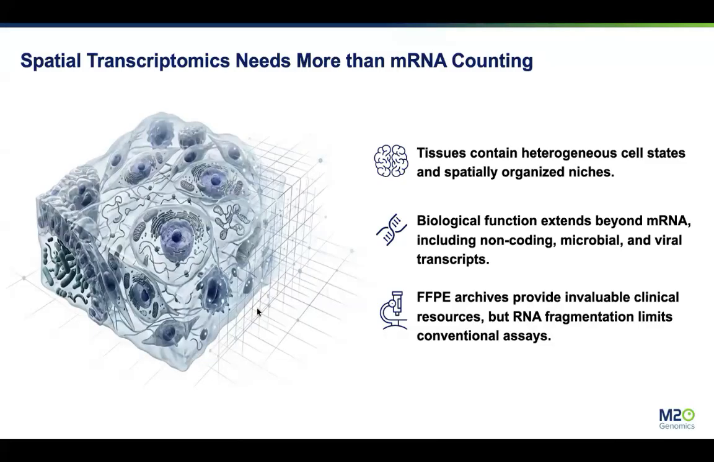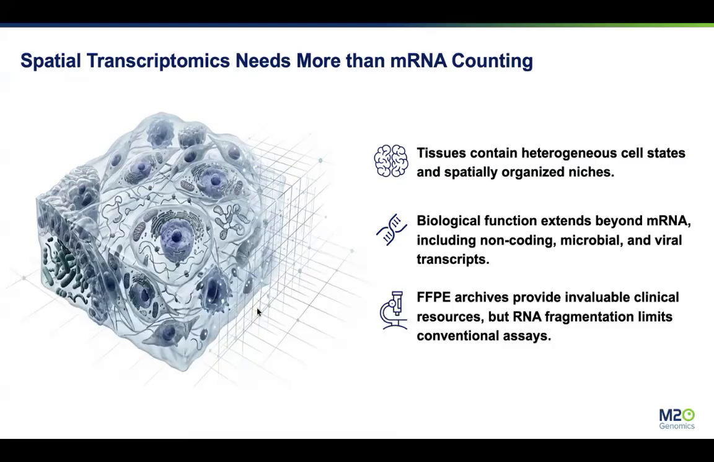Spatial transcriptomics has transformed how we study gene expression within intact tissue. But to fully understand biology in its spatial context, measuring messenger RNA or mRNA alone isn't enough anymore. Tissues are made up of diverse cell states, organized into complex spatial niches. And a lot of what drives biological processes goes well beyond protein-coding transcripts. Non-coding RNAs, microbial RNAs, and viral transcripts all play a real role in disease biology. But with conventional spatial approaches, they're largely invisible to us.